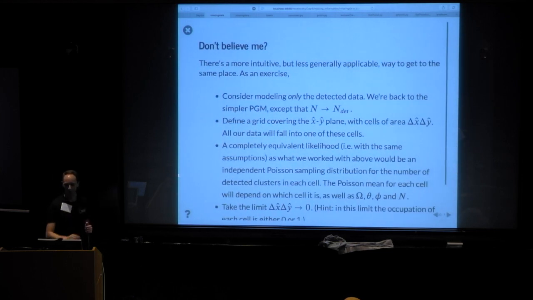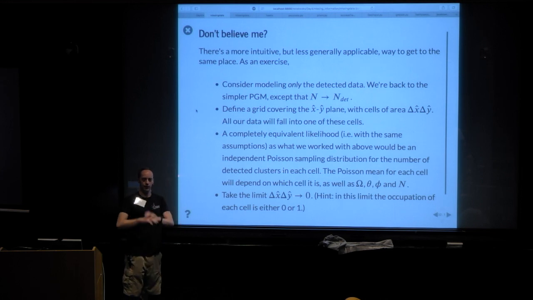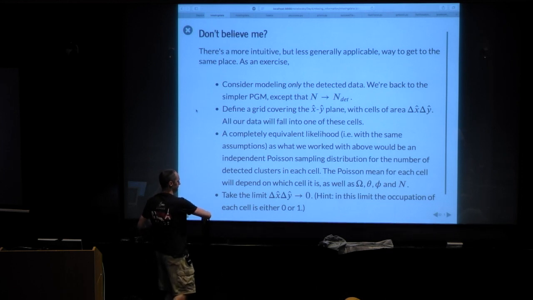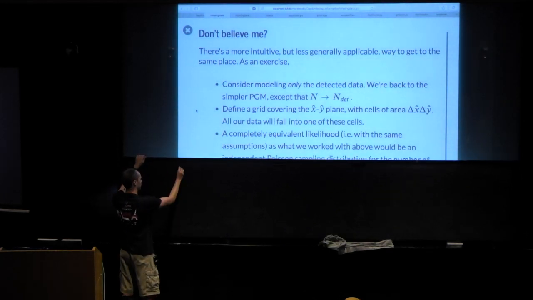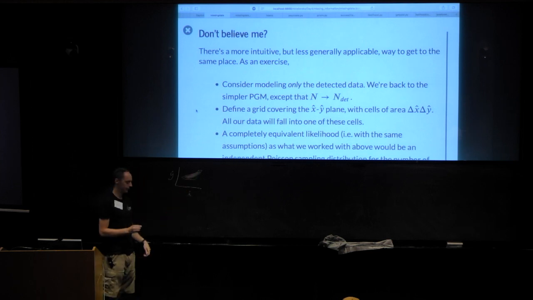So here it is. If you didn't believe me or didn't follow some of that stuff, here's what I would suggest you do. And this can be done on paper, one or two pages of paper, depending on how large you write. Let's think about this from a less Bayesian, more maximum likelihood perspective, and just think about modeling the detected data only, so we're not augmenting the data with all of these missing clusters and then magically getting rid of them through marginalization. We've just got our little plot of y hat and x hat, and there's lots of clusters sort of in this region. And that's it.